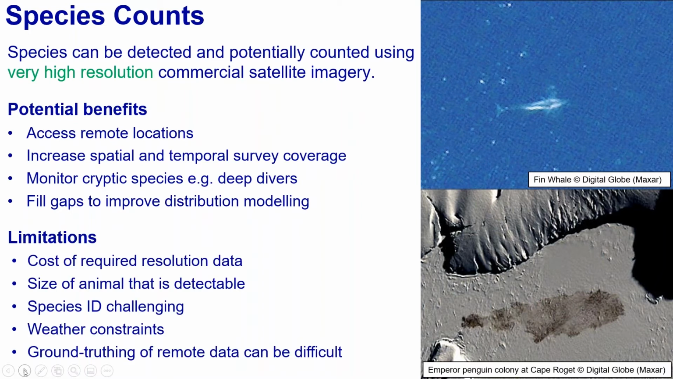Obviously, there are limitations. As Gwa already mentioned, you do need high resolution data for this. It would have to be a very, very large animal to be visible in Sentinel-2 10-meter pixels. So you do need high resolution data, and you do have to pay for it. It's difficult to get to an actual species ID from this. Apparently this photo at the top is of a fin whale, but I'm taking their word for that. I'm not an expert. And there are weather constraints, because we are talking about optical data, so you don't want it to be cloudy. And there are challenges with regard to ground truthing the data as well.